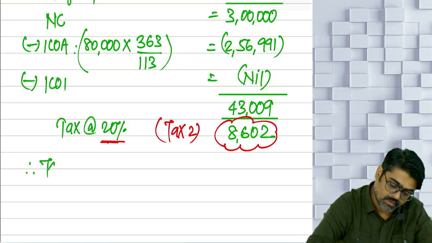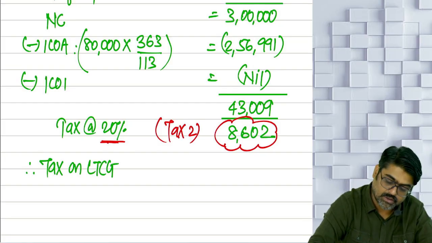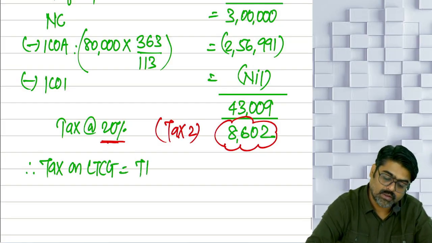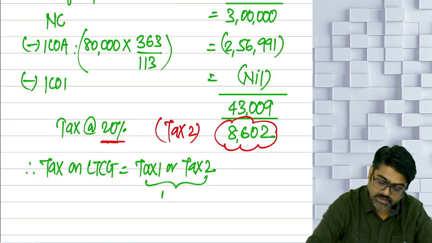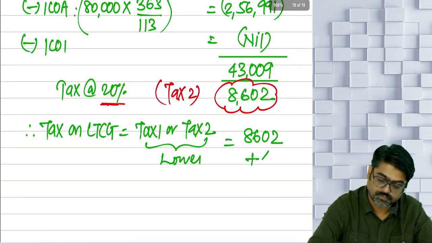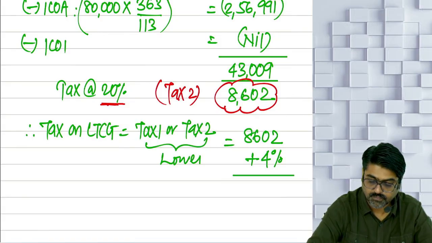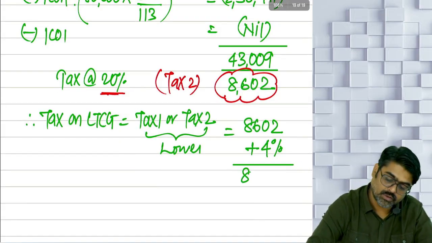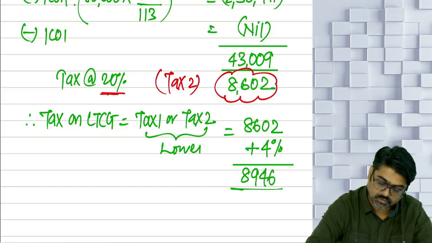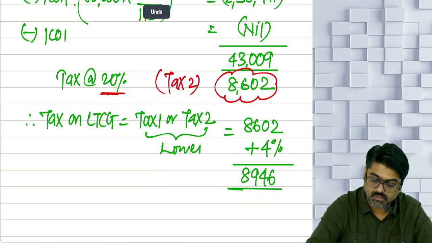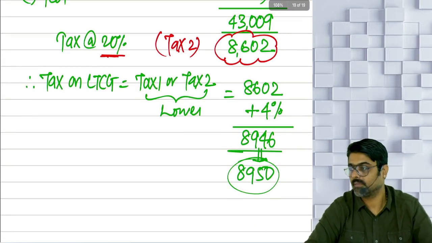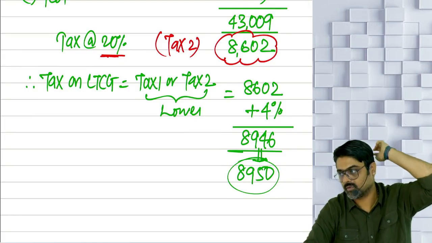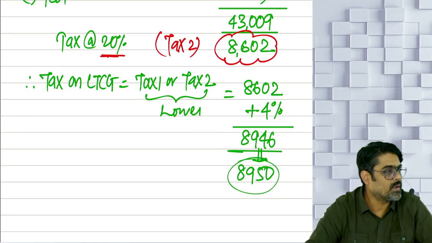So therefore, tax on LTCG is equal to tax 1 or tax 2, whichever is lower, which is equal to 8,602 plus 4% cess, which is 8,946. You have to round it off. 8,950 rounded off. Done, sir? If they had told you to calculate the tax, it would have been calculated like this. Okay, no? Hello, sir?